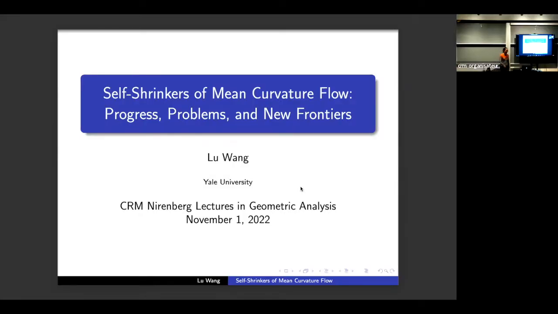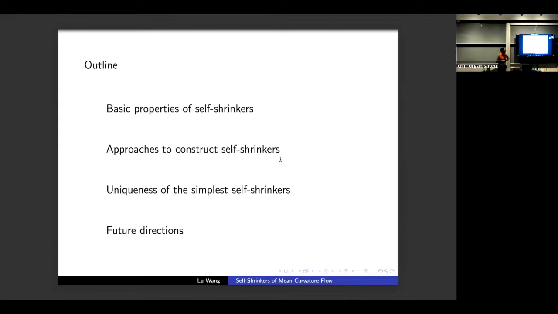This talk will be focused on the self-shrinkers of mean curvature flow. So for today's talk, we're going to first discuss some basic properties of self-shrinkers of mean curvature flow, and then we talk about the existence problem for self-shrinkers. We're going to discuss various approaches to construct self-shrinkers. Then we'll see that the space of the self-shrinkers is actually quite complex.